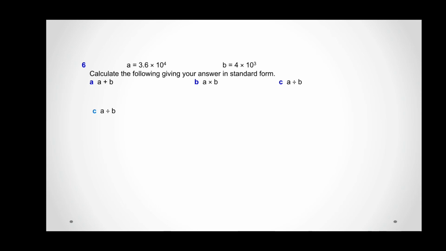right? Division. When you divide, also the same thing, you can divide 3.6 by 4, and when you divide the powers, 10 to the power 4 divided by 10 to the power 3 means you have to subtract the powers, that means 10 to the power 4 minus 3, that is 10 to the power 1, okay, 0.9 into 10 to the power 1, again you have to convert to the standard form, that is 9 into 10 to the power 0.